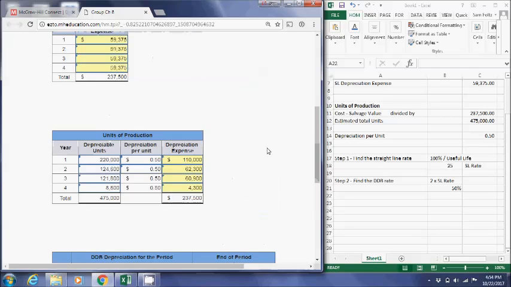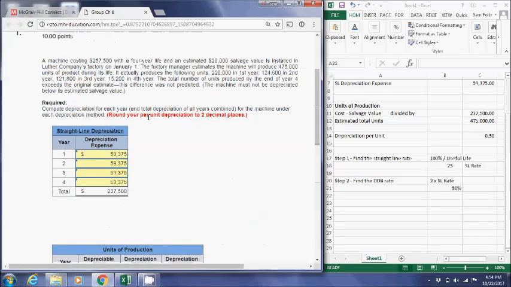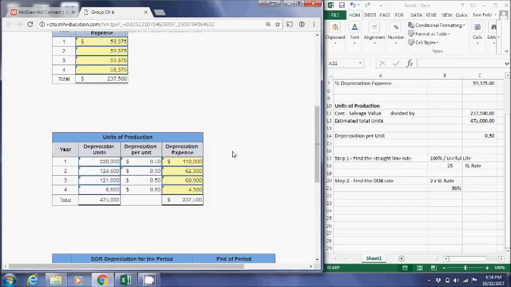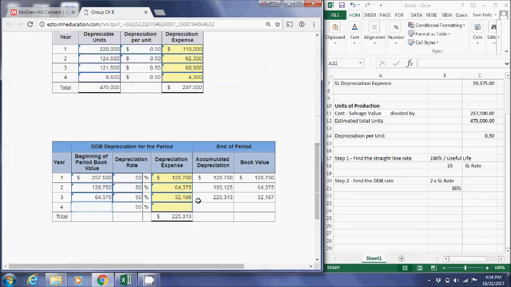I believe they might have said, yep, round your per unit depreciation to 2 decimal places. They want everything pretty much rounded here. This one doesn't say that, but I'm just telling you it's how it is. The book value is now 32,187.